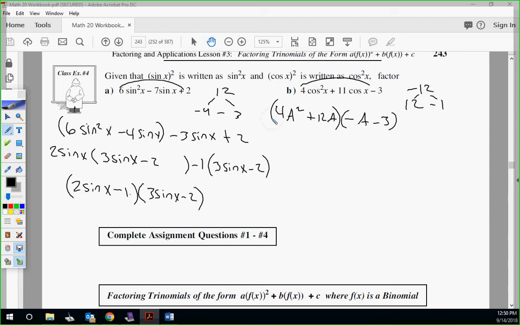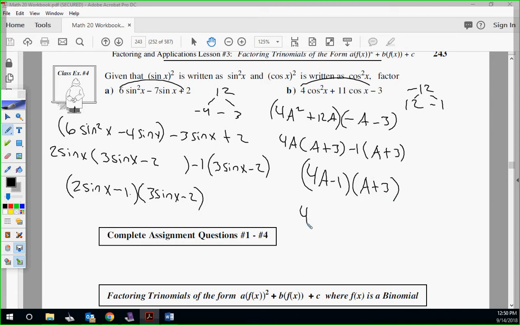I just subbed out cosine. I put a for cosine. So 4a comes out. That gives me a plus 3. A -1 comes out. A plus 3. So that's it. And so now you can just put the cosines back in for the a's. Okay? That's all with that one.